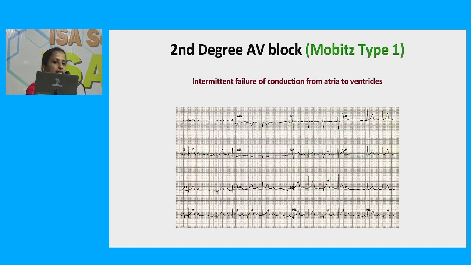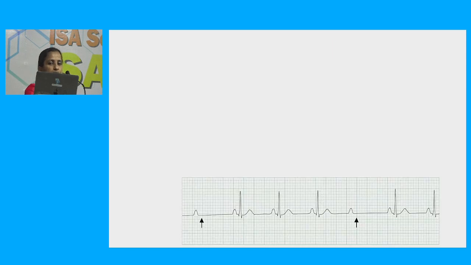Okay, so in second degree type 1 block, there is progressive prolongation with a missing beat. Similar to Mobitz type 1, in this rhythm strip also, all P waves are not followed by a QRS complex. There is one missing QRS here, but the PR interval is fixed in all the leads.